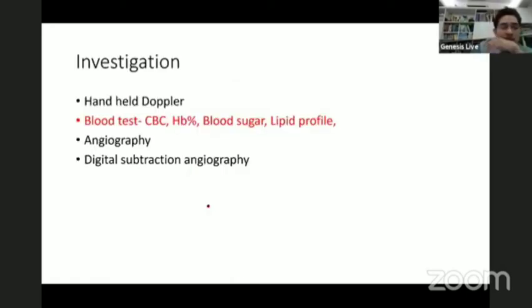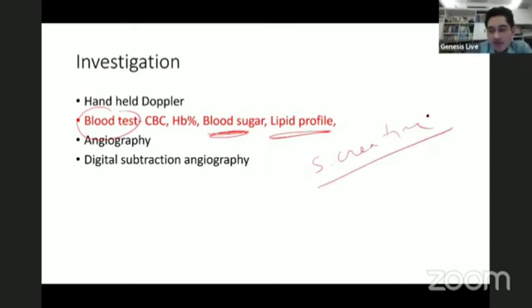Other investigations: blood tests have to be done, the hemoglobin level, blood sugar, whether the patient is diabetic, lipid profile, and other tests. For example, what else do we need to do? For example, you have to check the serum creatinine. Make sure you do one of these tests.